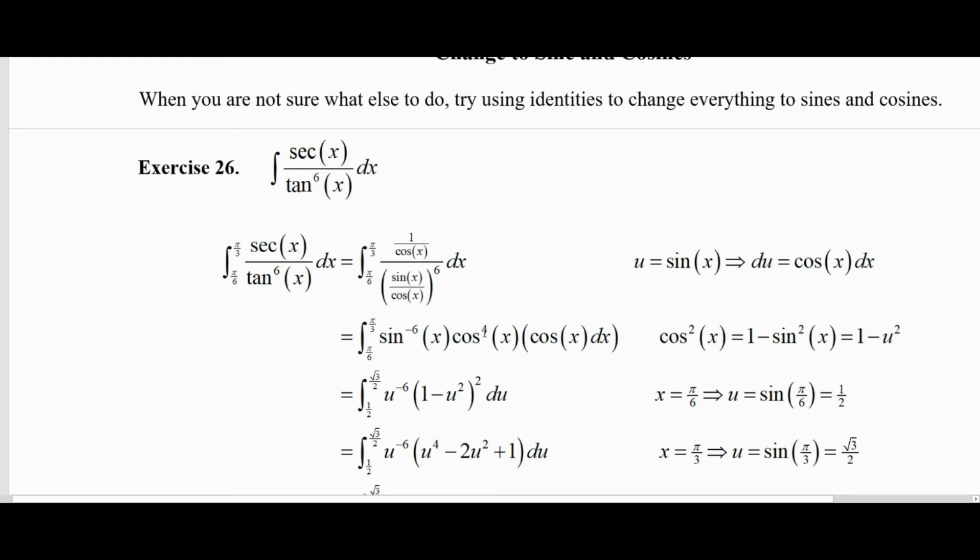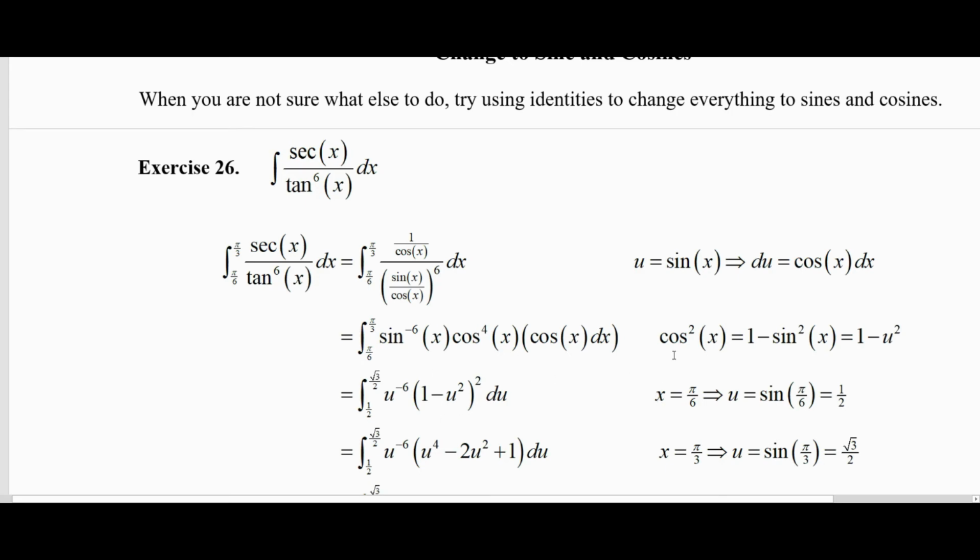So this is cosine square and then square again. So the cosine square for the base becomes 1 minus u square, and then you square it again. And then this becomes u to the -6th. Now we're going to switch this. We need to switch the limits here if we're going to change it to u, if we don't want to change back to x's again in the end.